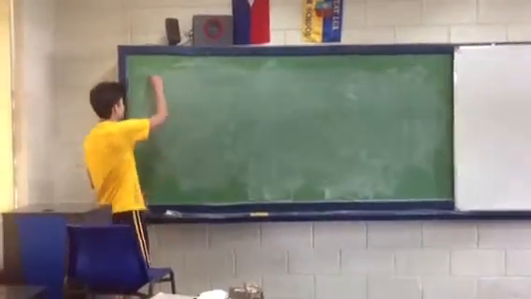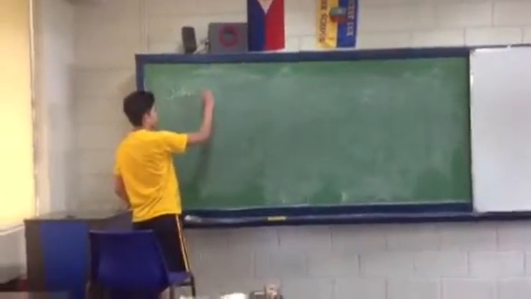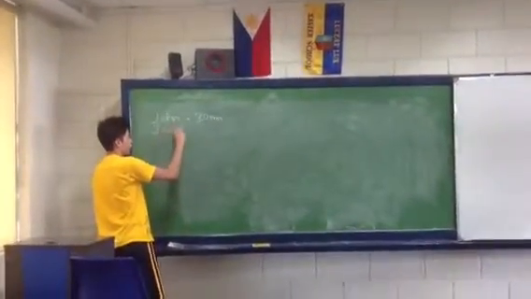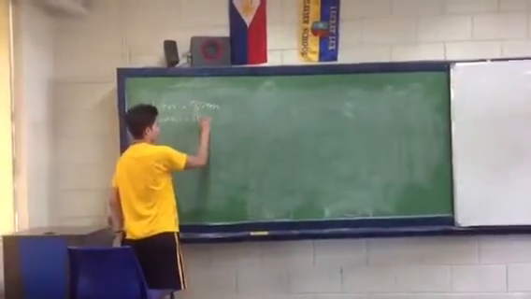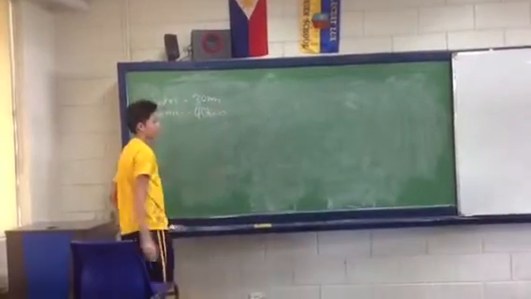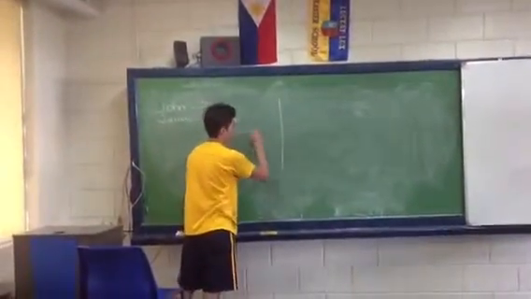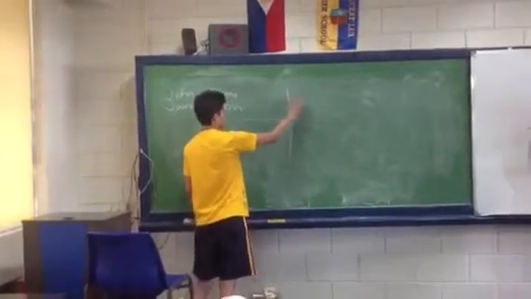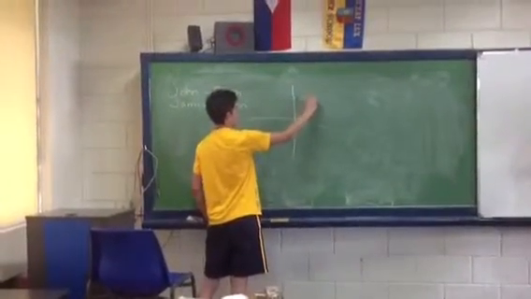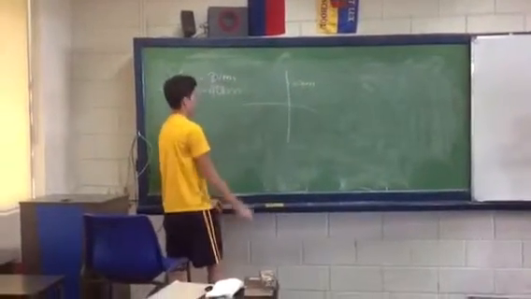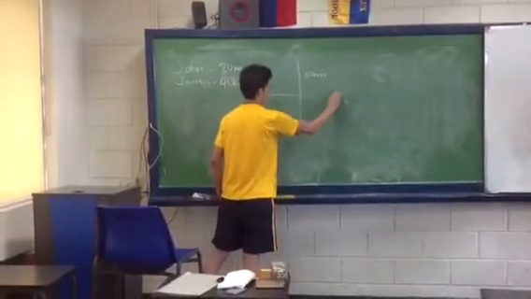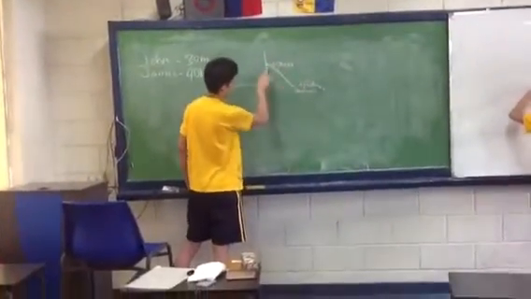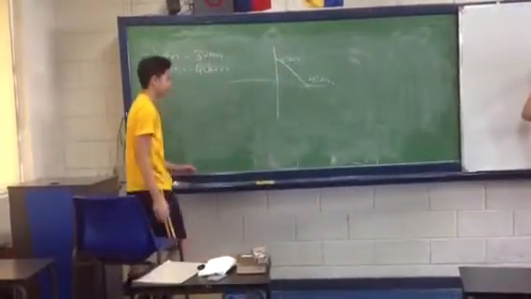Since John traveled 30 km using a bike, and James traveled 40 km using a bike, we start with drawing a map. We have 30 km north. That's how long John traveled. And James traveled 40 km east. This line over here, that total distance, is the displacement.